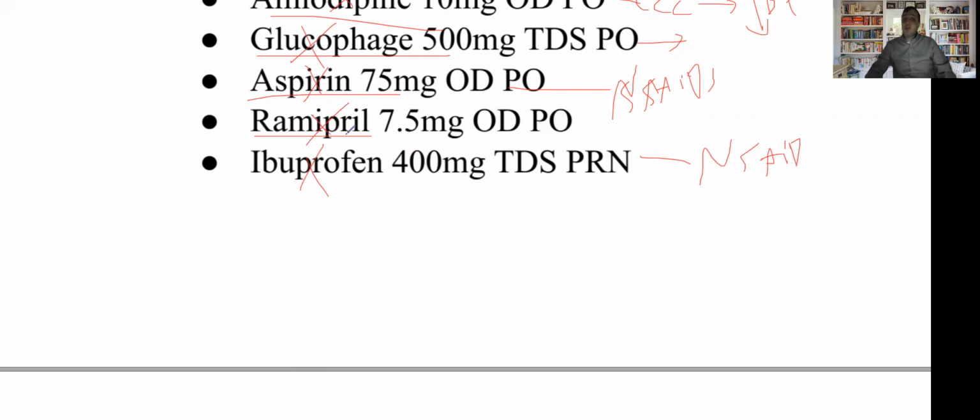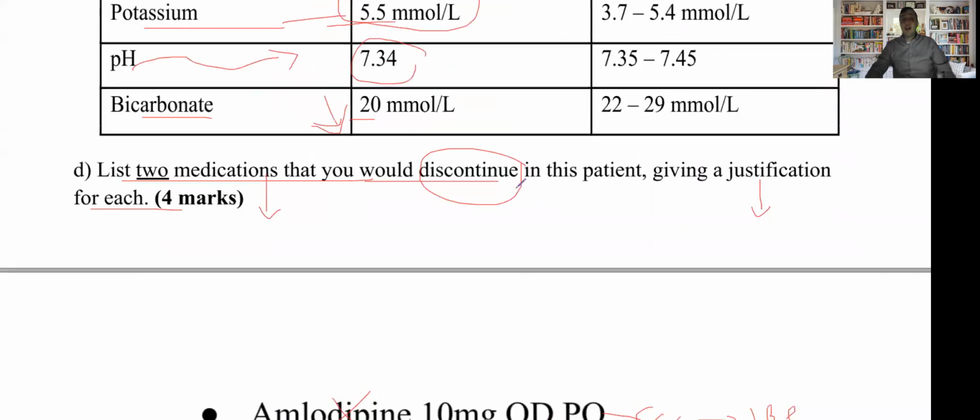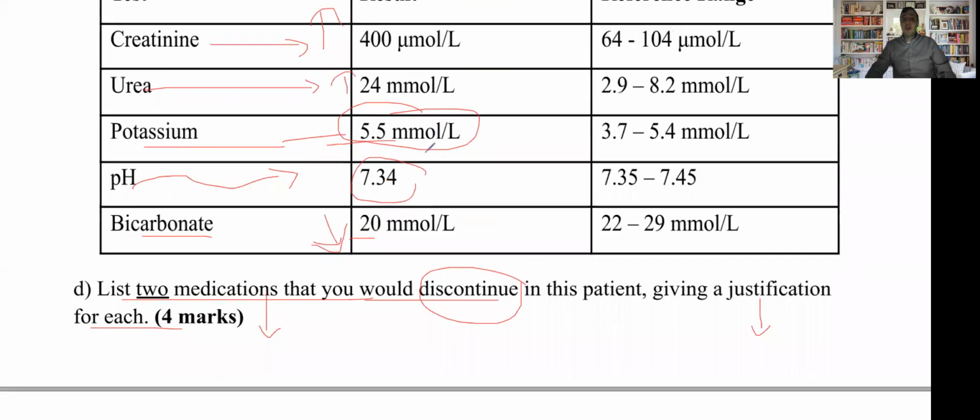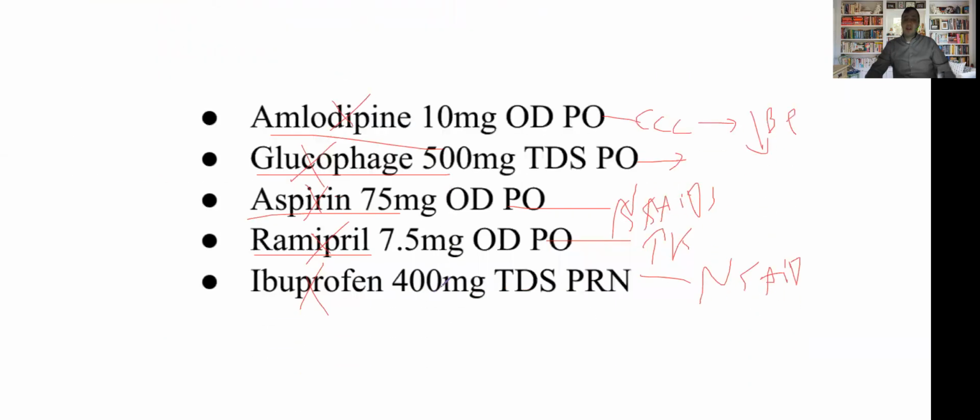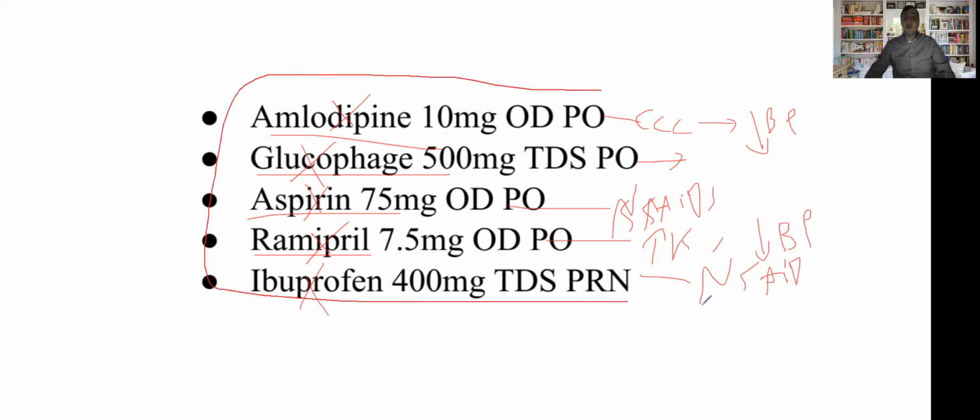Ramipril has to be stopped as well. Why? Because ramipril can cause hyperkalemia, and the patient already has hyperkalemia, so you can't continue with ramipril. And the other thing, ramipril is an indirect vasodilator and can cause a drop of blood pressure, so you can't continue with ramipril because the patient is hypotensive already. So all of these medications have to be reviewed and have to be stopped.